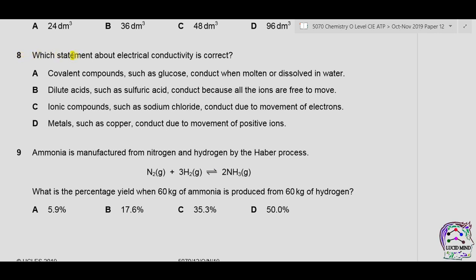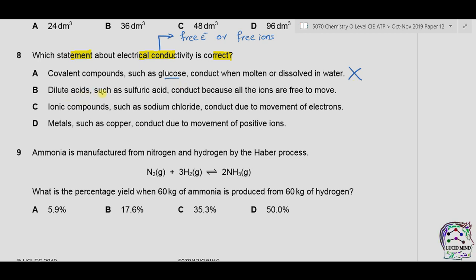Question number 8. Which statement about electrical conductivity is correct? Now for electrical conductivity you should remember that a substance is a good conductor if it has free electrons, or in other cases it should have free ions. If none of these is present then it should be a bad conductor. A. Covalent compounds such as glucose conduct when molten or dissolved in water. As we know that in covalent compounds covalent bonds are formed and there are no free electrons or free ions present, so therefore covalent compounds are bad conductors.